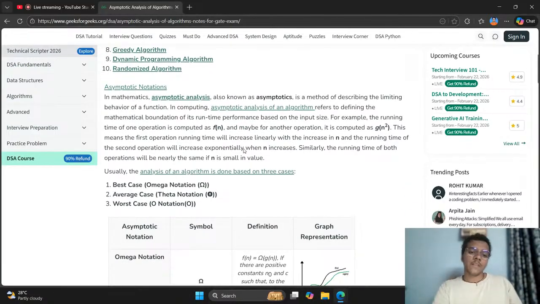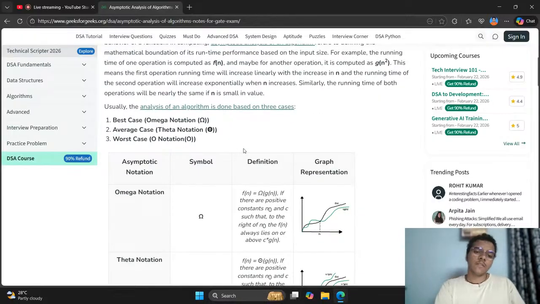Asymptotic notations in mathematics. Asymptotic analysis, also known as asymptotics, is a method of describing the limiting behavior of a function. In computing, asymptotic analysis of an algorithm refers to defining the mathematical foundation of its runtime performance based on the input size. For example, the running time of one operation is computed as f of n, and maybe for another operation it is computed as g of n square. This means the first operation running time will increase linearly with the increase in n, and the running time of the second operation will increase exponentially when n increases. Similarly, the running time of both operations will be nearly the same if n is small in value.